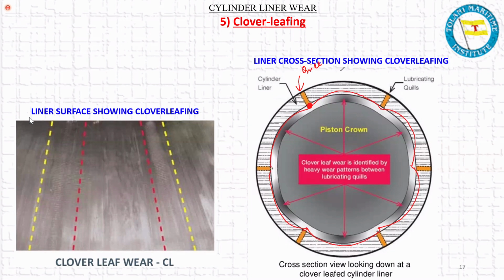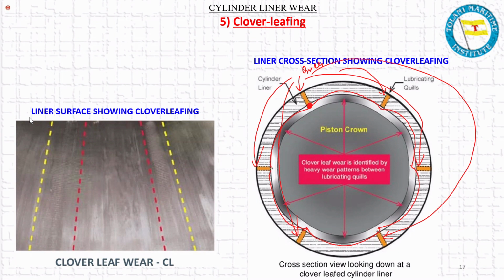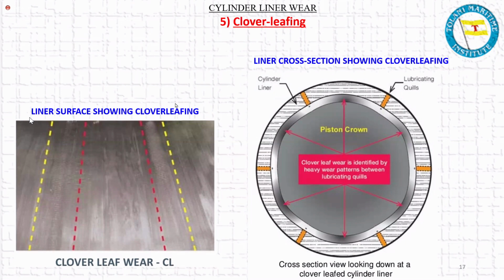This is the quill position, this is the quill position, this is the quill position, this is the quill position. Okay, this is the quill position, and last, this is the quill position over here. So at the quill position your wear will be less, in between the wear will be more, and the liner diameter would have increased. This is known as clover leafing, and this happens because of the phenomena which I had explained to you.